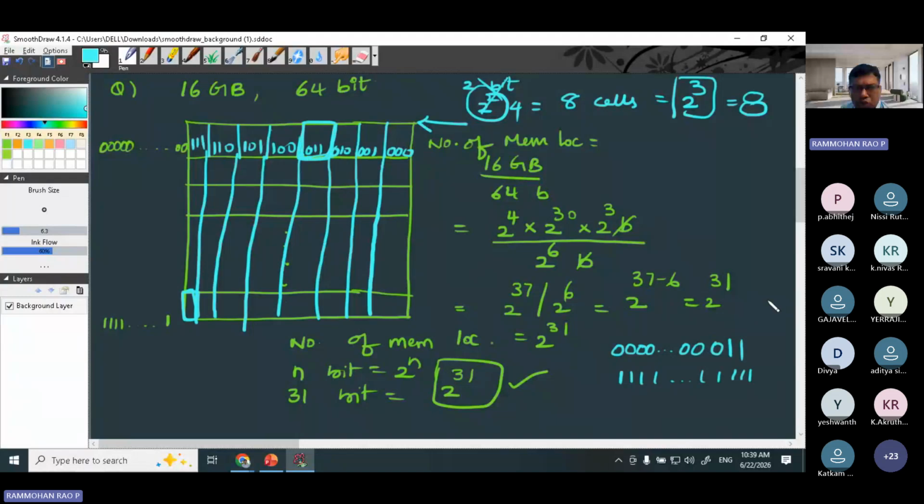So finally, what is the answer? 31 bits for my memory location, another 3 bits for a particular byte. 34 is the answer. I'm very happy that most of you have done it properly. Some students had a little bit of confusion. Now I hope the confusion is clear. There is no confusion in this most important topic.